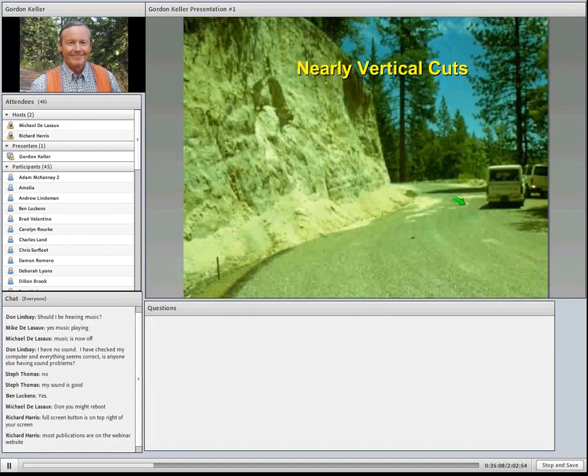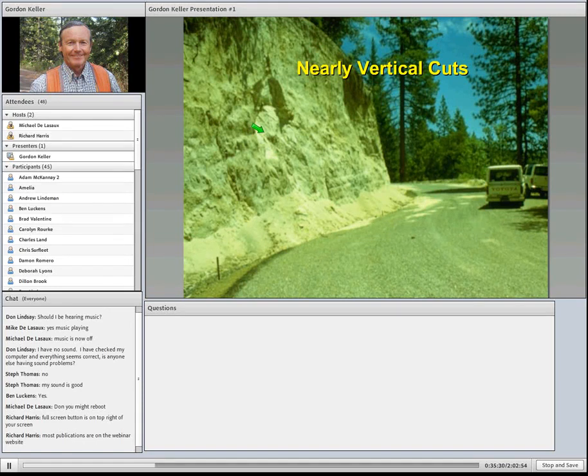I do want to mention this one aspect of vertical cuts. This is a picture over in some decomposed granitics, of which we have a great deal in the Sierra Nevada. This is actually over towards Weaverville. But it's the thing about decomposed granitics and some cemented volcanic ashes, they will stand vertically or near vertically.